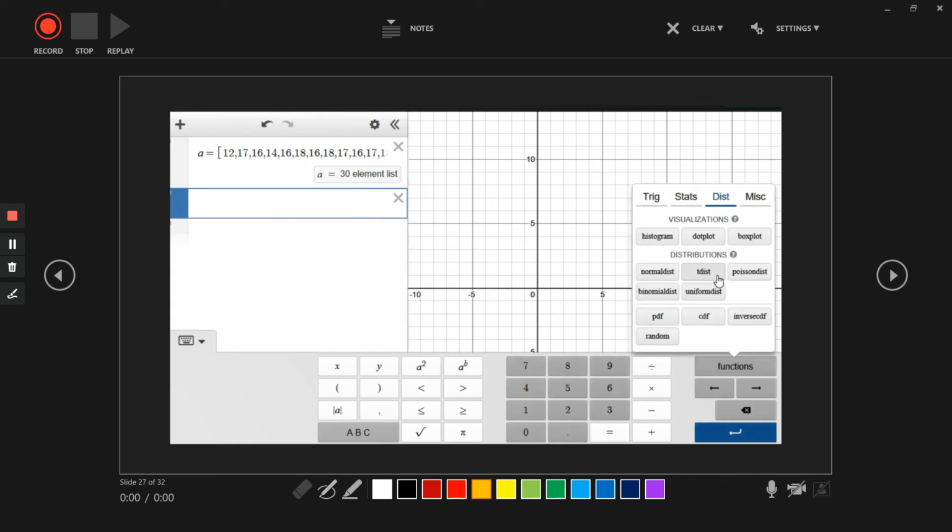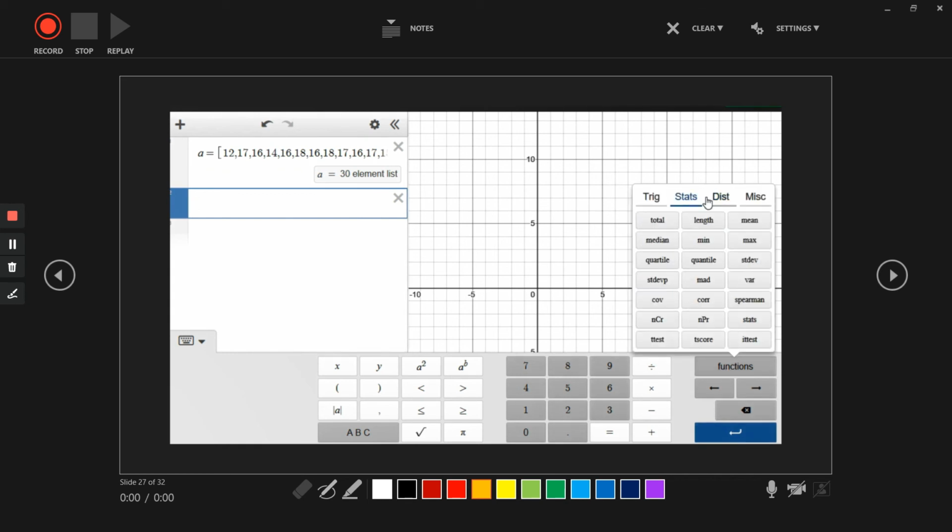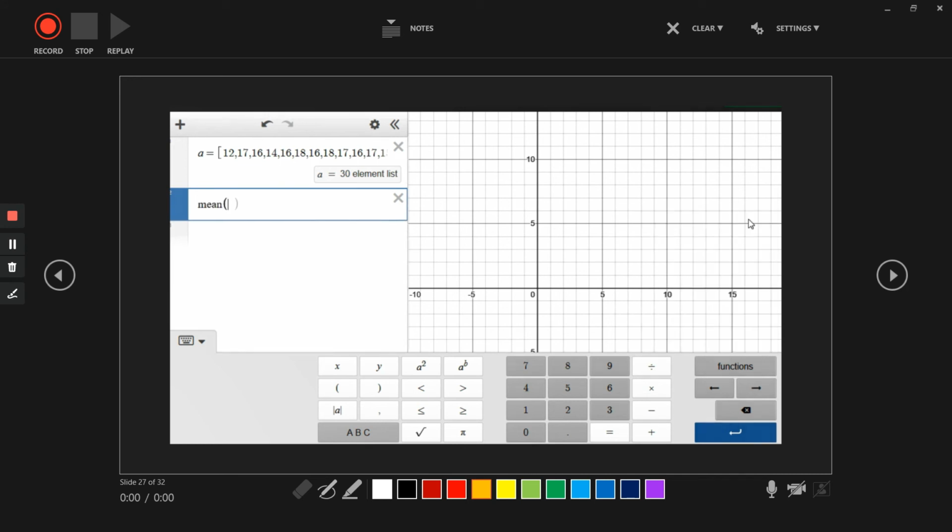Now here in the functions button, there's a stats menu right here. See that? You've got mean and you've got median. The only one it doesn't have is mode. You have to figure out mode on your own. You also have stuff like total if you needed to sum all your numbers. There's all kinds of cool stuff in here. Min, max, whatever.